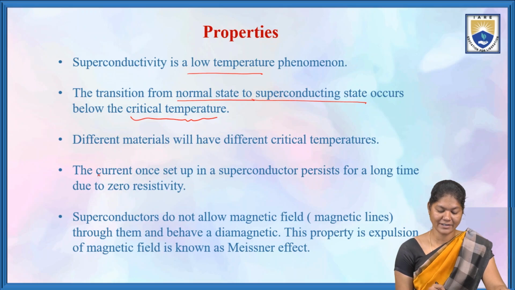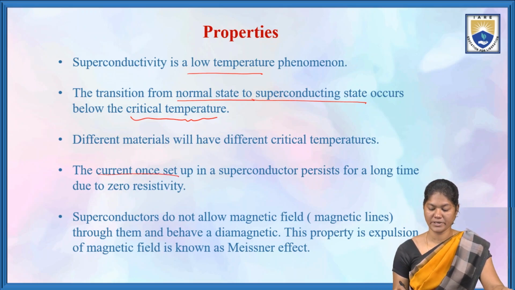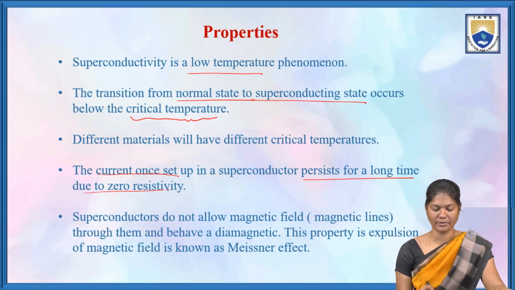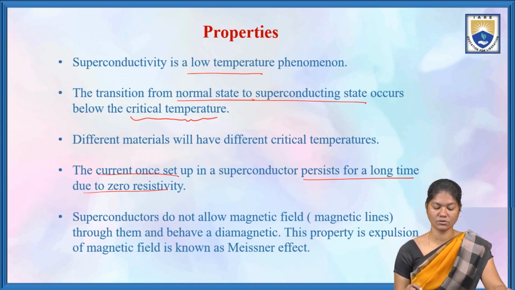The current once set up in a superconductor persists for a long time due to the zero resistivity. The current we set in a superconductor would continue for a long time because of its zero resistivity.